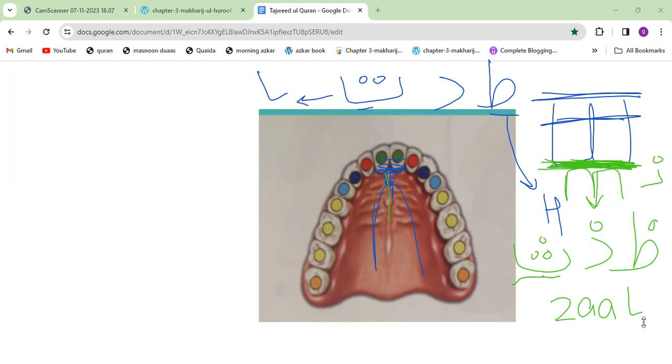It should not be with the C sound. C sound is for the letter sin, right? But it should be sirat al-lazina. Why? Because sirat is with the swad, making the way. Sirat basically means the way, the path. If we change the swad with the sin, the meaning is going to be changed. So we have to be very careful.